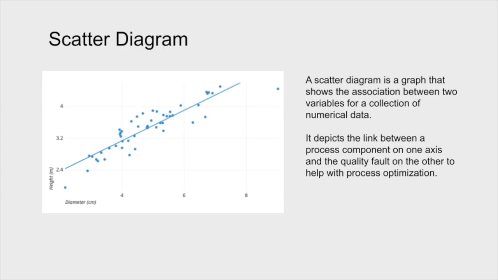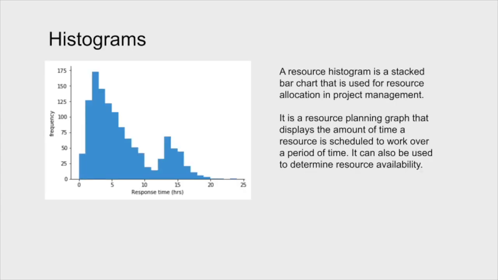Another tool that's used is histograms. And histograms are pretty straightforward. What we have is, for example, response times in this case versus frequency, and we're just measuring the frequency of a given response time, okay?